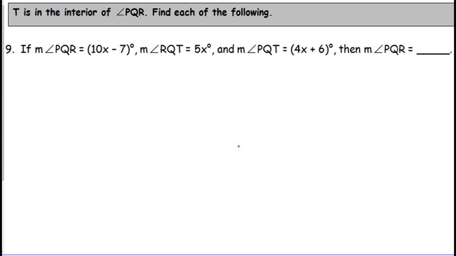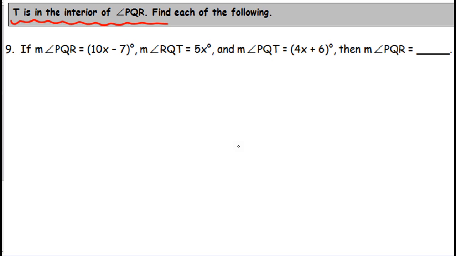So this is number 9 from our worksheet, and it's really important that we pay attention to what's in the gray boxes because the gray boxes really tell us what we need to know. T is in the interior of angle PQR, and we want to find each of the following. Notice that most of your problems on the homework tonight do not have drawings made for you, so you have to make your own drawing.